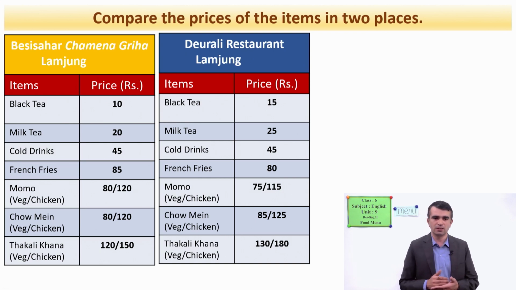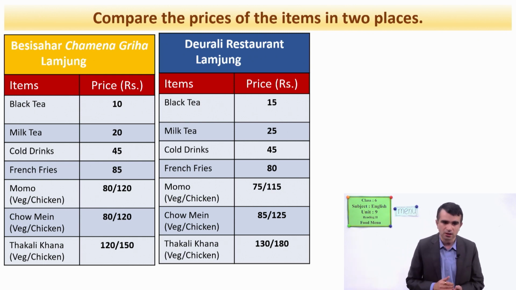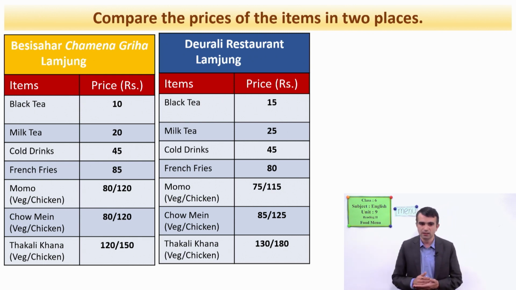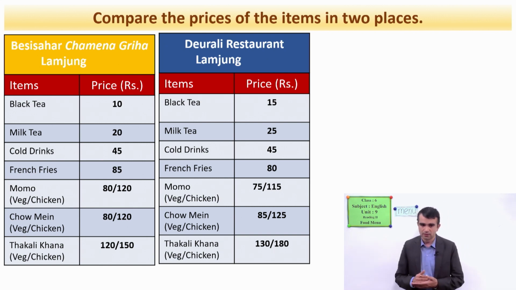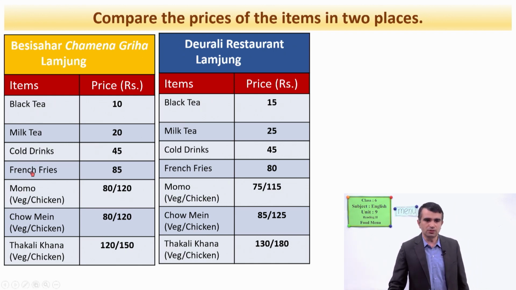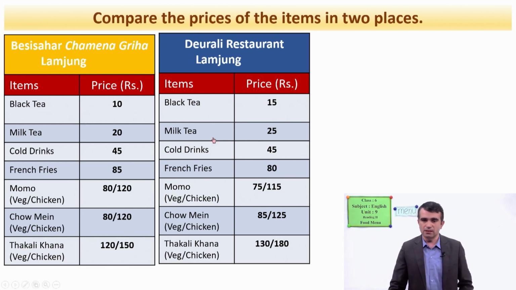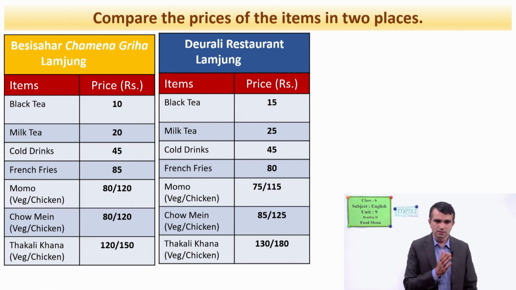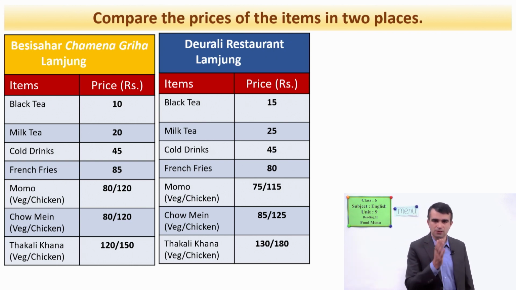How many items? Black tea, milk tea, cold drinks, french fries, momo, chow mein, thakali khana. So altogether 8 items? Or 7? Well, you can see 1, 2, 3, 4, 5, 6, 7 items. So 7 items are there in each restaurant. Now you can compare their prices. Are the items the same in both restaurants, or different? Yes, same. Same items are given and their prices differ.